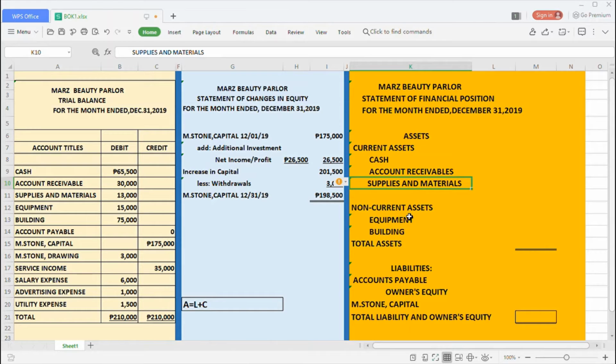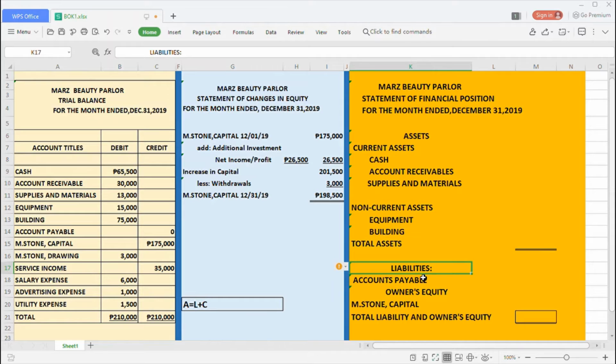Okay? So we have here the non-current assets. Those are assets that are not convertible to cash in less than a year. Ibig sabihin, more than a year. Halimbawa dito, yung mga equipment, yung mga building, yung mga land, and lahat ng mga assets na hindi siya madaling i-convert into cash. So, that is non-current assets. Okay? So, we have here the total kasi i-total natin yung current assets natin tsaka yung non-current assets natin.